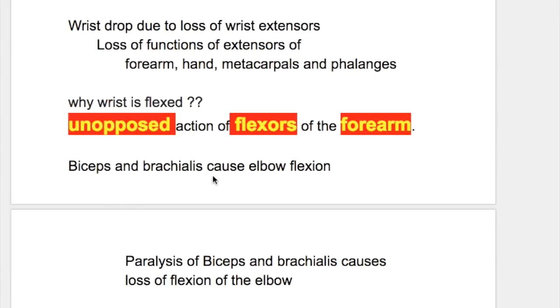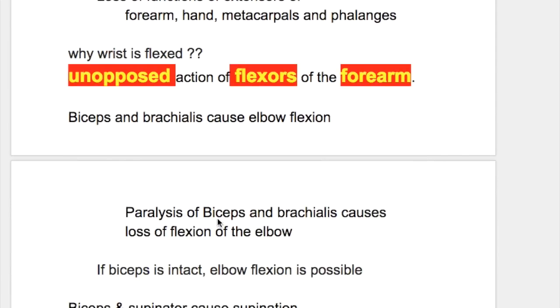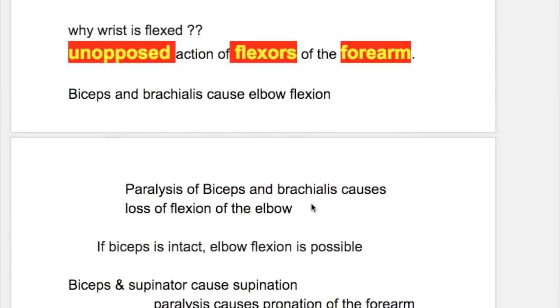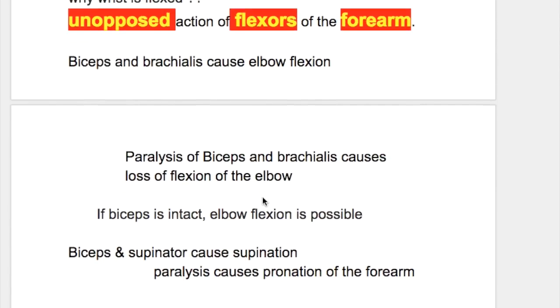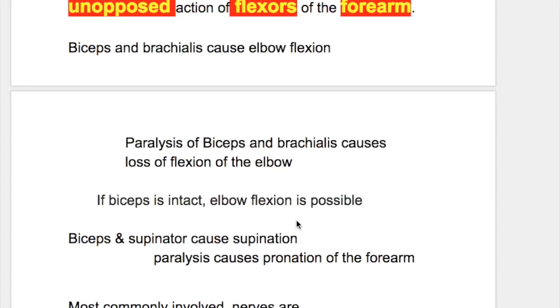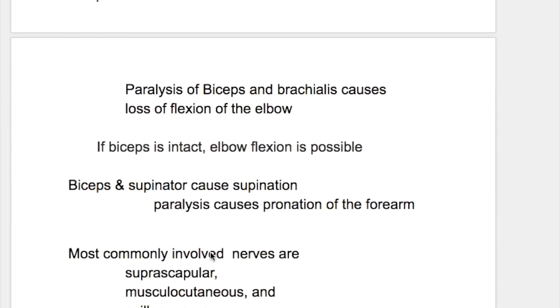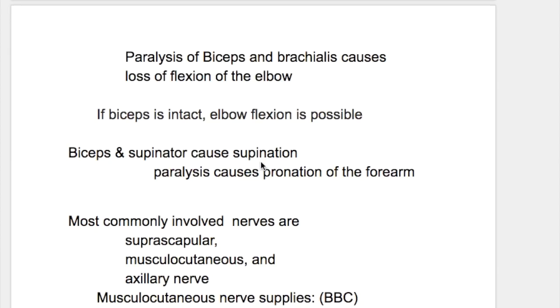Biceps and brachialis cause elbow flexion. Paralysis of biceps and brachialis causes loss of flexion of elbow. If biceps is intact, elbow flexion is possible. Biceps and supinator cause supination. Paralysis causes pronation of the forearm.